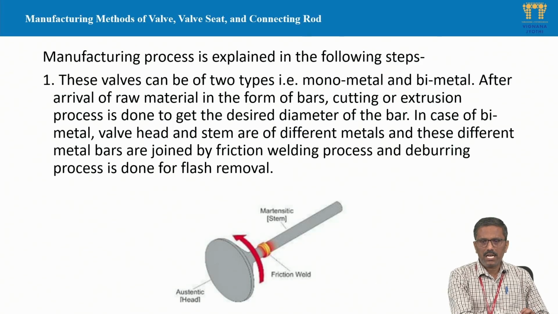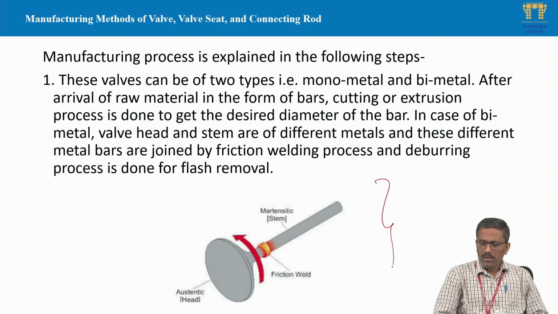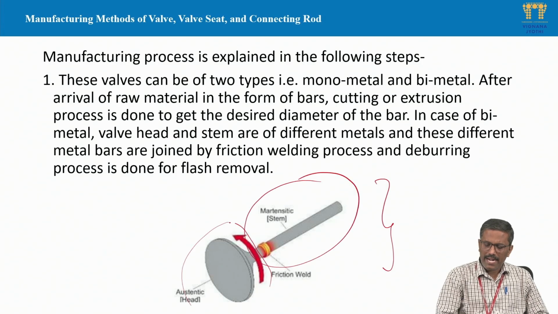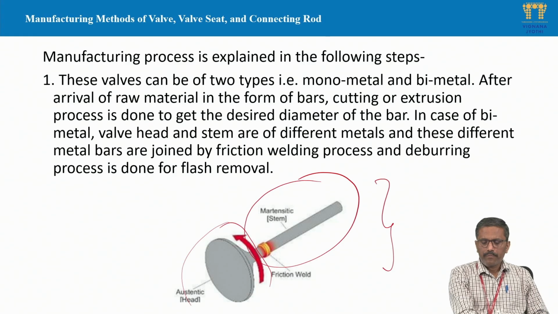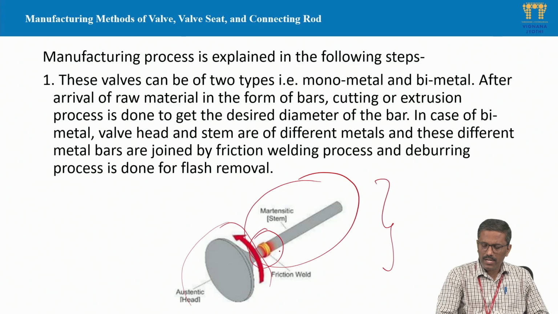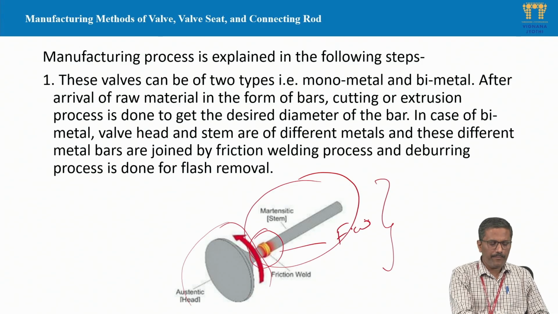As we discussed earlier, there are different methods, and this is one of the methods, which we call friction welding. Here there are two components of the engine valve: one we divide into the stem, and the other is the head. These two are combined or joined together using friction welding. This is one of the methods of manufacturing the engine valve. Here you can see the joint that is welded using friction welding.